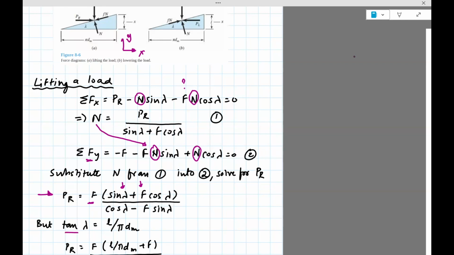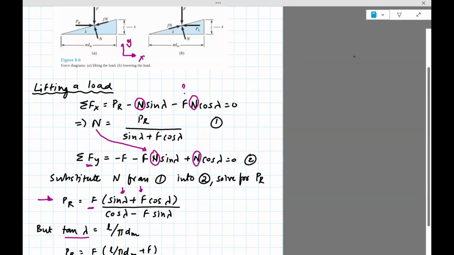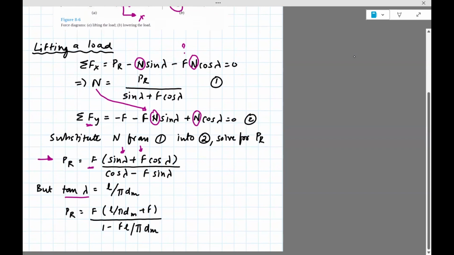Now, tan lambda is L divided by pi dm. That's something which you can see here. So this is pi dm. That's the mean diameter, so it's going to be the circumference. And then L is the distance moved, or the lead, in one rotation. So this angle, lambda, is L divided by pi dm. In fact, tan gamma is L divided by pi dm. So we can actually eliminate sine gamma, cos gamma, because we know what that is. We can divide both sides, the numerator and denominator, by cos gamma, and basically get the expression which I wrote down here. So this is an expression for the force needed to lift the load.